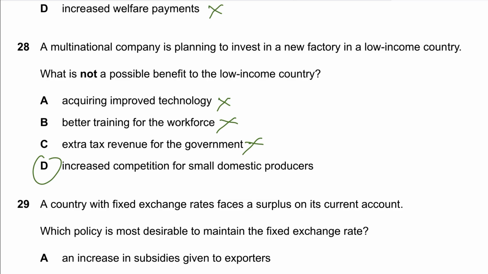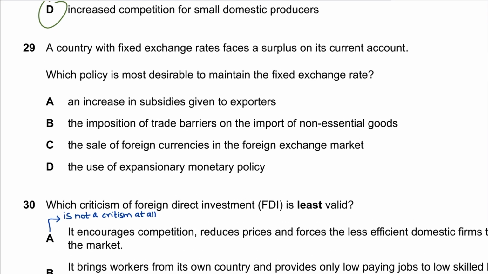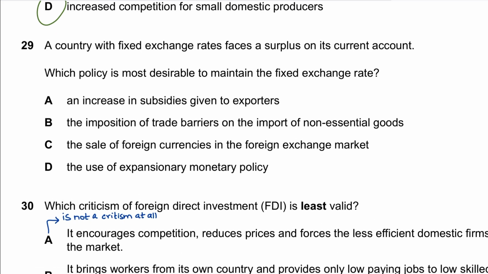In fact, it's considered a cost, not a benefit, because local firms, especially small domestic firms, may struggle to compete with multinational superior technology, the scale at which the MNCs operate, and their established brand, and they may have a lot of financial resources. So domestic firms may lose market share or may even close down. So again, that's a problem. It's D. Question 29, a country with a fixed exchange rate faces a surplus on the current account.